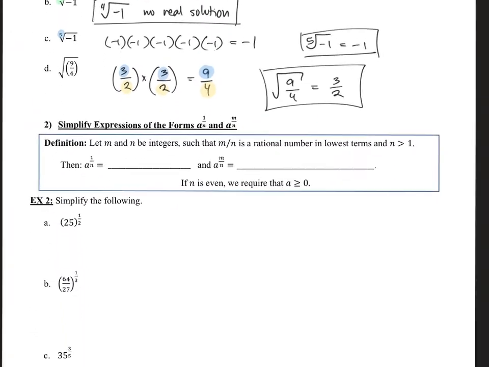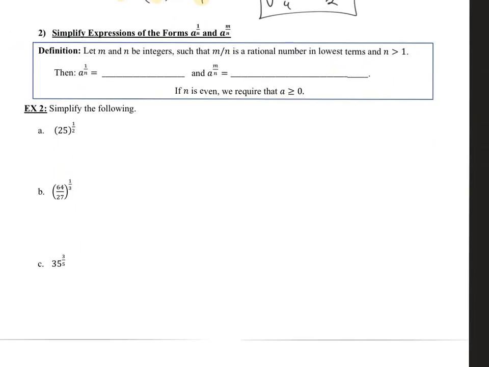All right, let's go ahead and move on to number 2. Simplify expressions of the form a to the 1/nth power and a to the m over n power. Okay, so 2 different forms we're going to look at here.